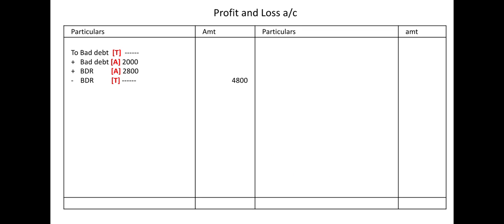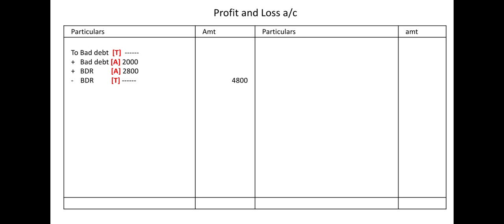First, bad debt as per trial balance plus bad debt as per adjustment 2,000 plus bad debt reserve as per adjustment and minus bad debt reserve as per trial balance. But you can see bad debt reserve as per trial balance is not given and bad debt as per trial balance is also not given, so I put dash. Okay, so in outer column it is 4,800. Okay, student, it is a loss, so all losses are debited to profit and loss account. This was second effect. Next adjustment is on furniture, student.